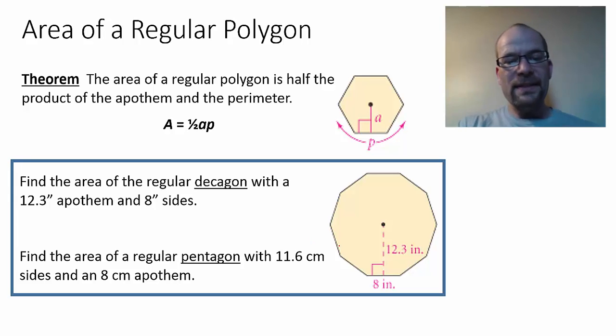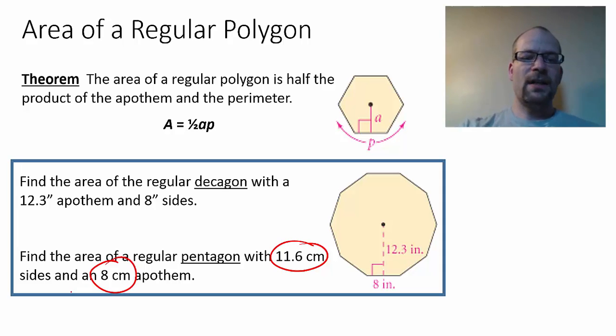It says find the area of a regular pentagon with 11.6 centimeter sides and an 8 centimeter apothem. At this point, let me just note that oftentimes finding these values can be the challenge. In these example problems, I'm giving you the apothem, I'm giving you the value of the perimeter or at least a side. But in other problems, you'll need to calculate the perimeter, you'll need to calculate a side, you might need to calculate an apothem. Those values are almost always calculated using right triangle trigonometry. So please be aware of the fact that trigonometry is very much alive and well, and it's something that we need to constantly be reviewing.